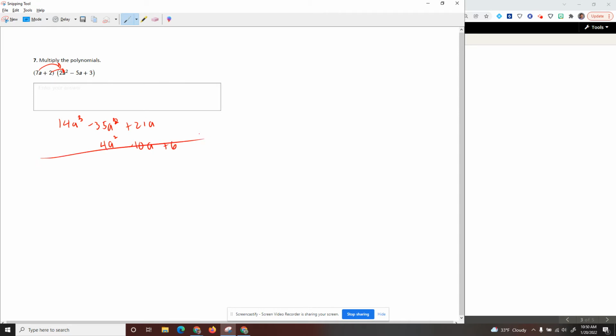When you combine the like terms, didn't mean to do that. But whatever. All right, 14a cubed. Negative 35a squared and 4a squared will make it negative 31a squared. 21a and negative 10a would be plus 11a. And then plus 6. So that is your answer there.